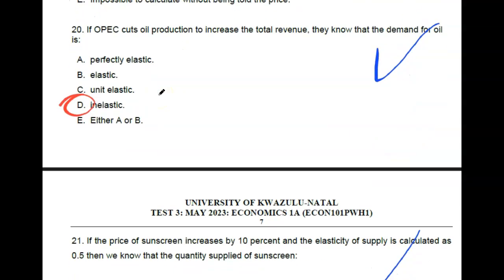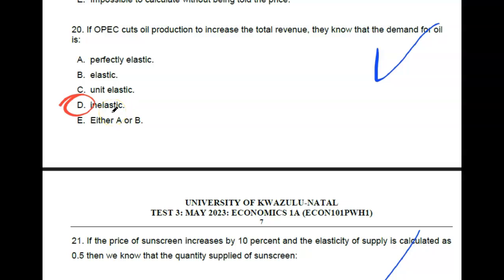If OPEC, which is a big oil production company, increases the total revenue, they'll know the demand of oil is... So you can just ignore this. You just need to know what is the demand of oil. Now, take note of this: petrol and oil will always be inelastic. Anything else will be elastic.